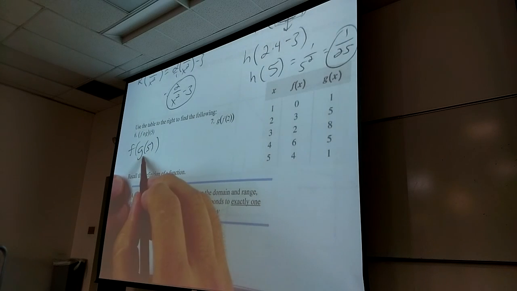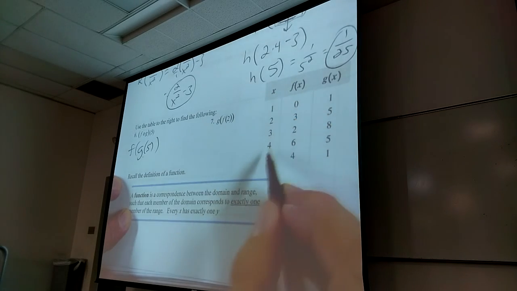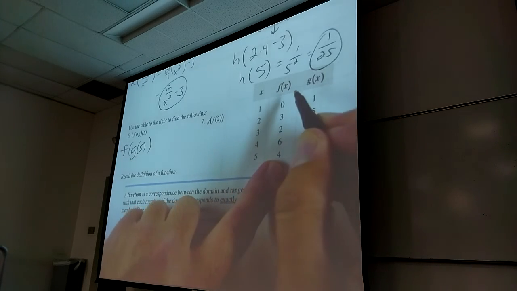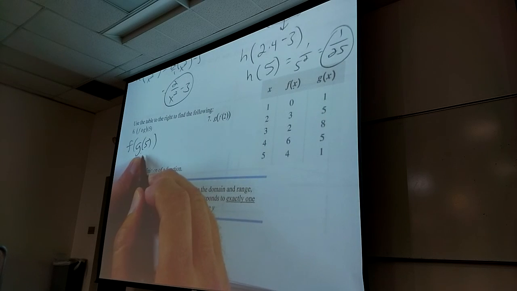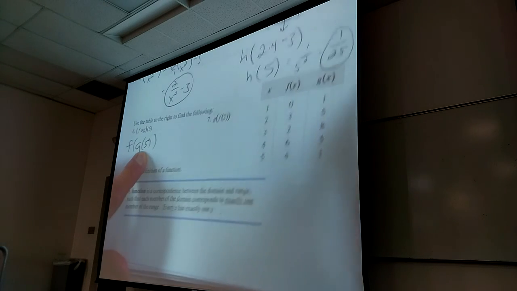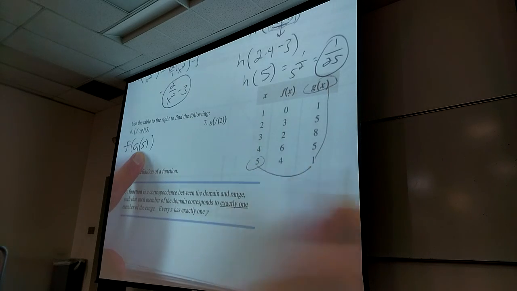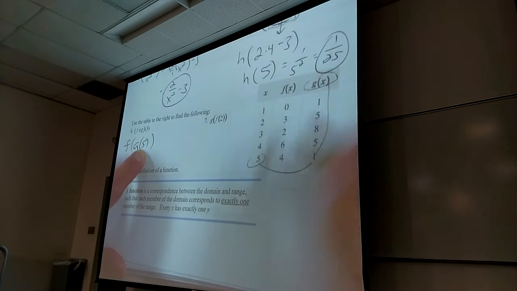What is G of 5? So for an input of 5, what output did they get? 2. All over the place. 4 would be if I use the function f. This says G of 5. So for G, with an input of 5, 1. You guys see that? This is the x, and these are the two y's. This is the outputs for the f, and this is the outputs for the g.